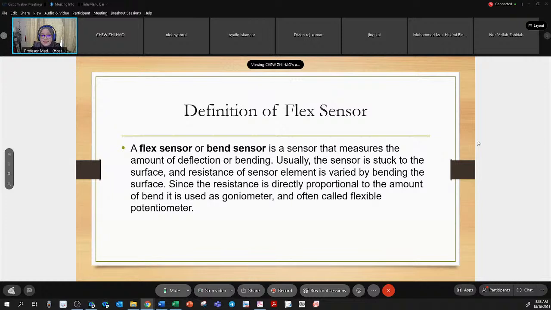The definition of flex sensor. A flex sensor or bend sensor is a sensor that measures the amount of deflection or bending. Usually the sensor is stuck to a surface, and the resistance of the sensor element is varied by bending the surface. Since the resistance is directly proportional to the amount of bend, it is used as a deflection sensor and often called a flexible potentiometer. Okay, wait. I'm going to comment.